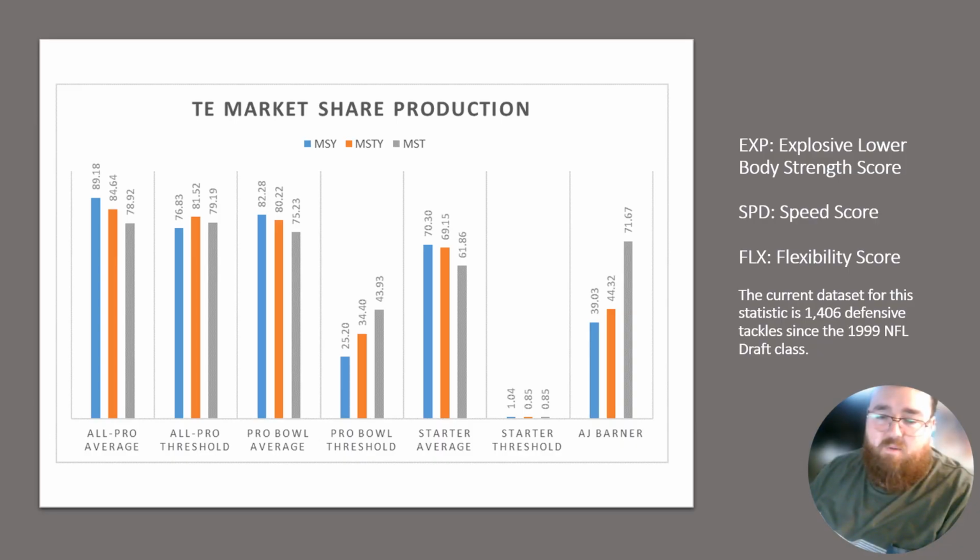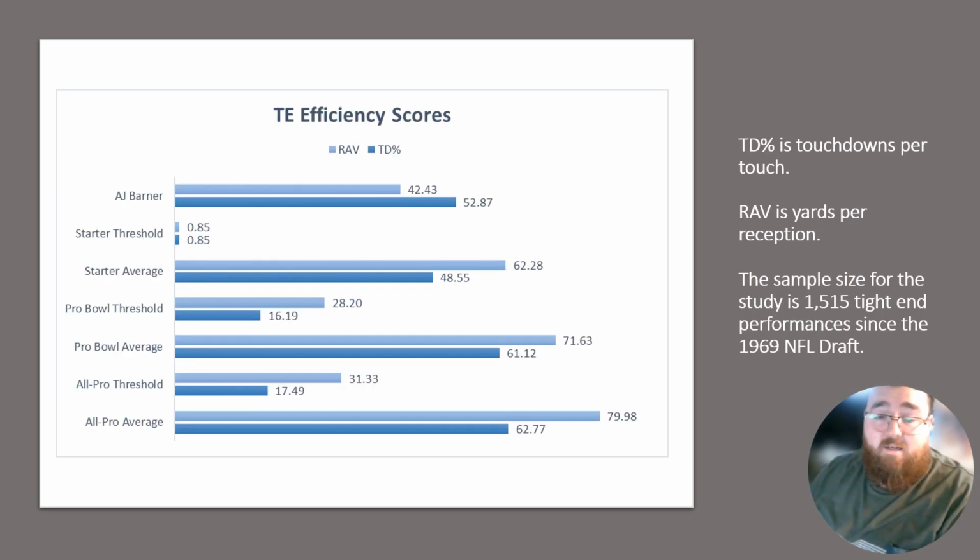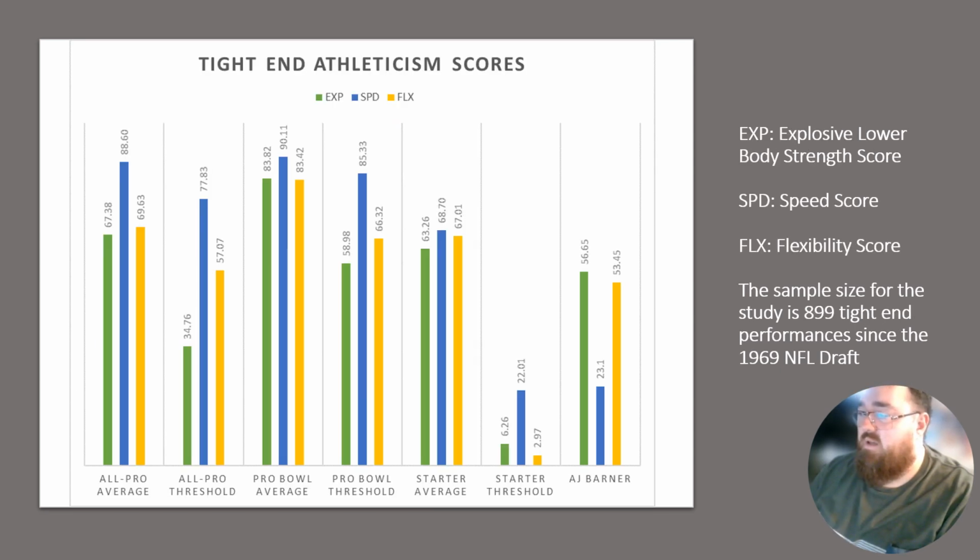When you look at his production traits, not that productive, but had good touchdown data. When you look at his other market share scores, he's pretty much average in terms of yards per reception and TD percentage. When you look at his athleticism traits, above average explosiveness, above average flexibility or change of direction ability, but below average speed. This is somebody who typically only becomes, say, a long-term starter. So that's kind of what you're looking at here.